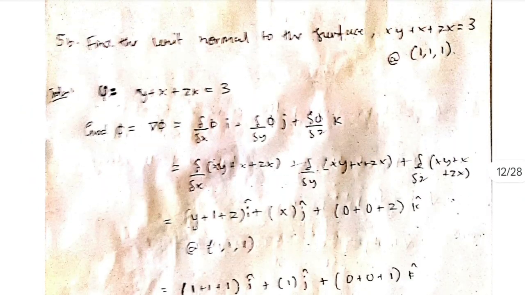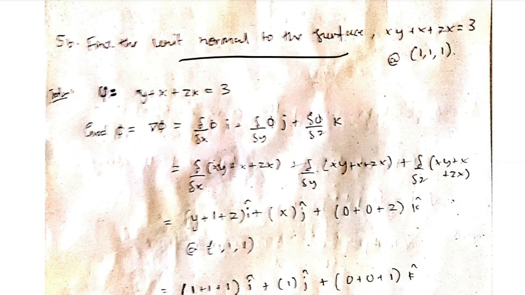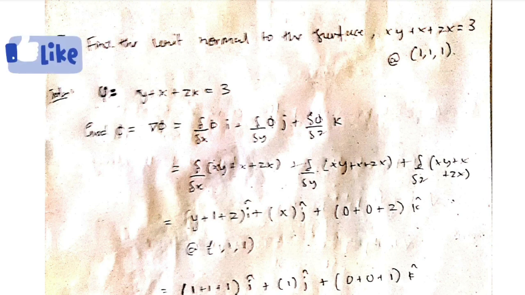Moving on, we have the second question. Find out the unit vector normal to the surface. The surface equation is given. We have to find out a vector which is normal to the surface. To find a normal to the surface, we have to find out the gradient of it. Okay, so gradient I have explained in the theory video, you can watch that.